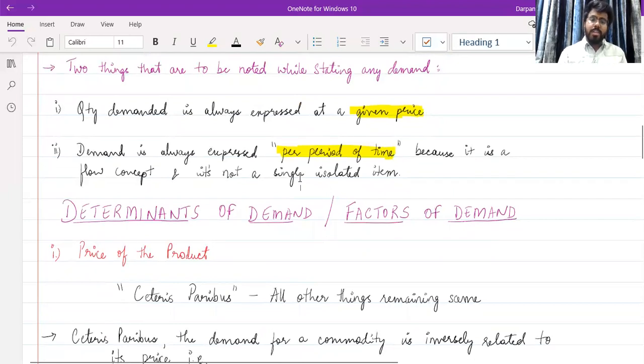Then we saw determinants of demand, or factors which affect demand. Now, what were these? First one of that was price of the product, right? What is the price of the product? That determines the demand. Higher the price, lower will be the demand, right? You do not demand something at a very high price, but if the prices are falling, if the price is less, then you would demand more, right? So it's an inverse relationship between price of the product and its demand, right?